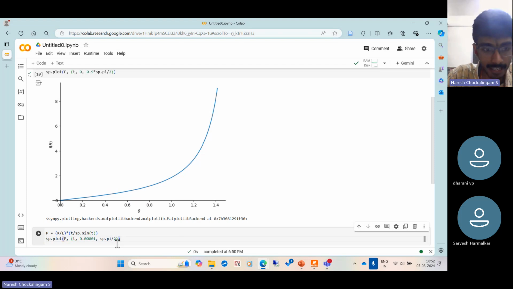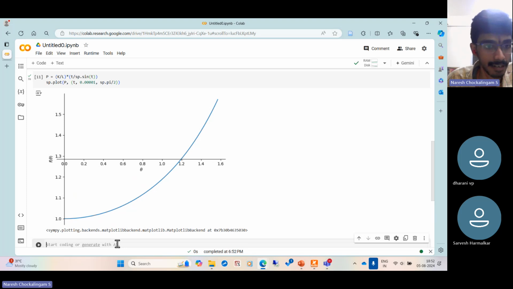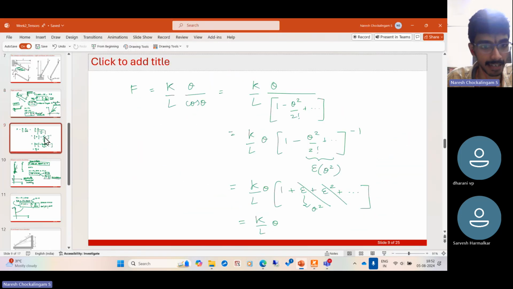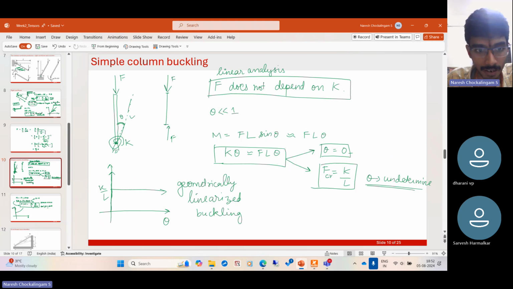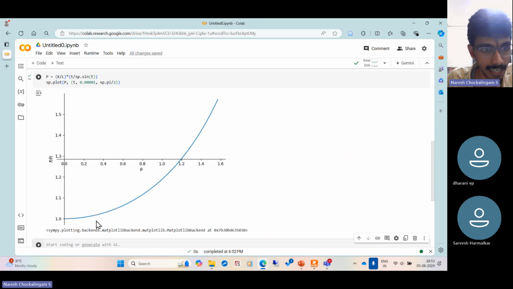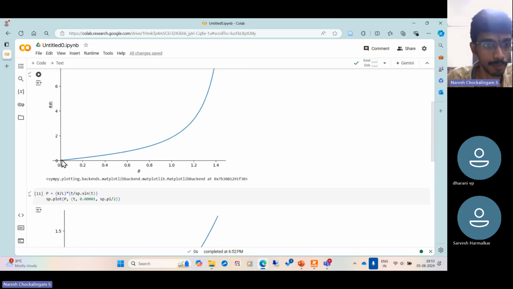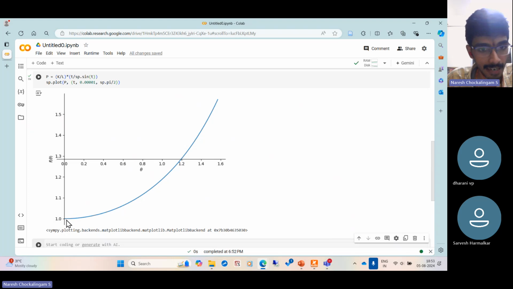Okay, so let us plot this. Yeah, this x-axis is at a weird position, but you can see it starts at 1. 1 is just k by L. We took k equal to 1, L equal to 1. So it starts horizontally, and that is what is predicted by the linear theory, right? Linearized buckling analysis predicts that close to this point, when theta is very small, the force deformation curve is horizontal. That is also predicted by the nonlinear theory. So here it starts horizontally and then becomes nonlinear, whereas here it starts with a slope of 1.